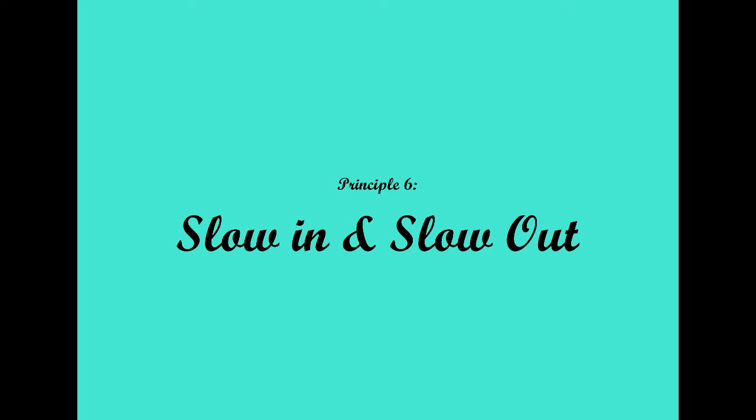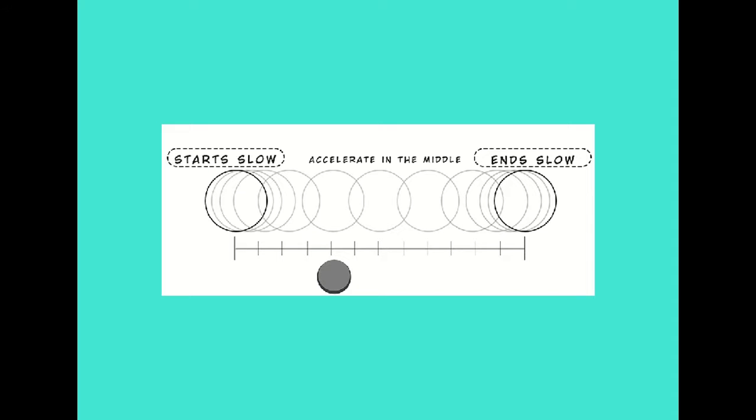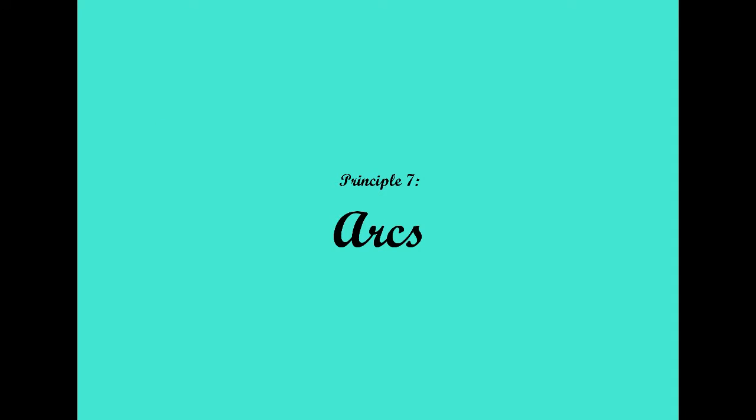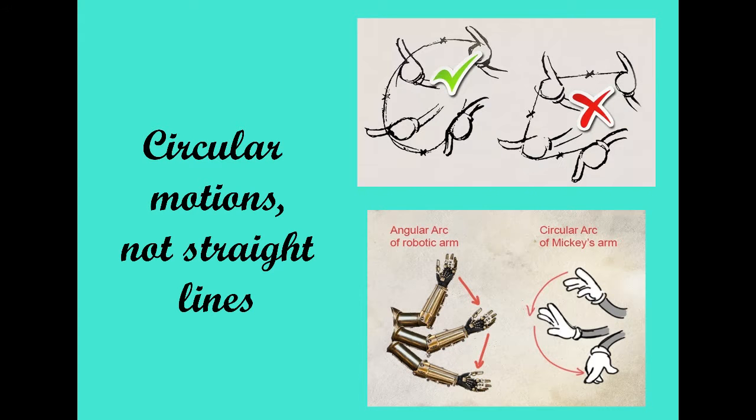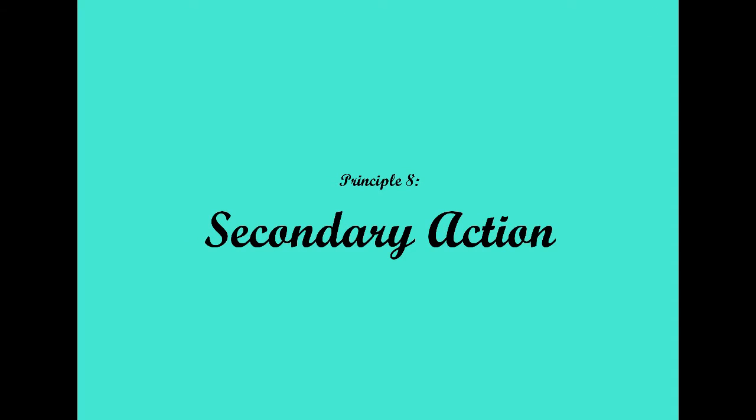The sixth principle is slow in and slow out. Put simply, when moving, objects tend to start slow, build speed, and then finish slow. By adding this small detail to almost any type of animation, you can easily make an action seem more lifelike. The seventh principle is arcs. Almost every living creature moves in circular motions known as arcs, not mechanical straight lines. By adding arcs anywhere to your animation, you can easily add realism and personality, depending on the arc's intensity.